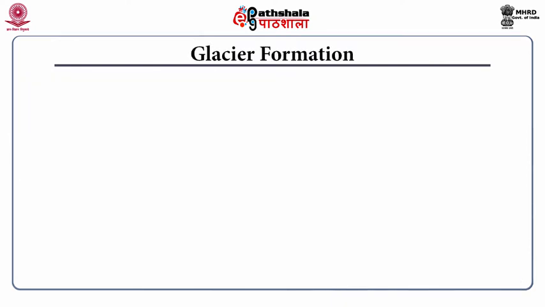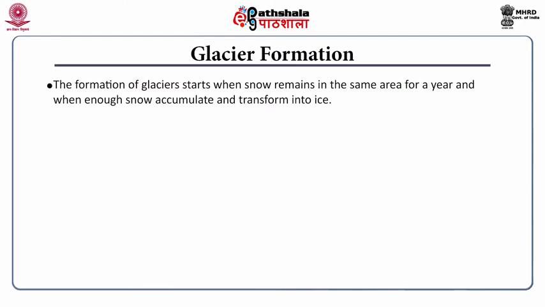Now, the question arises, how are glaciers formed? The formation of glaciers starts when snow remains in the same area for a year, and when enough snow accumulates it transforms into ice. So see, suppose this is ice that is deposited in year 1 and it remains here, and then ice from the second year is deposited over it, which leads to the formation of glaciers.